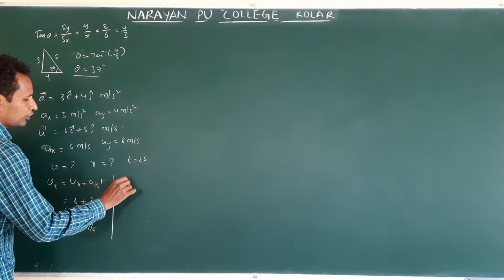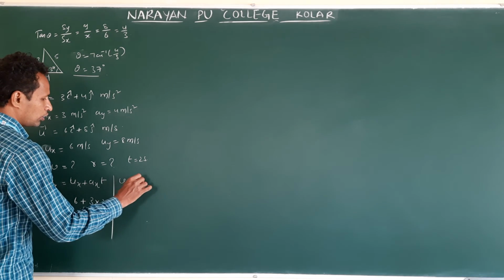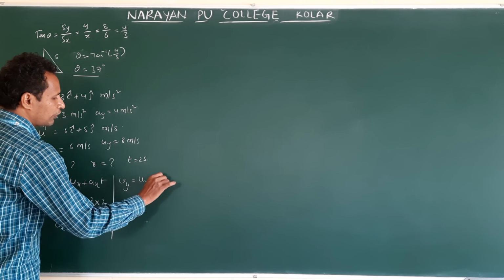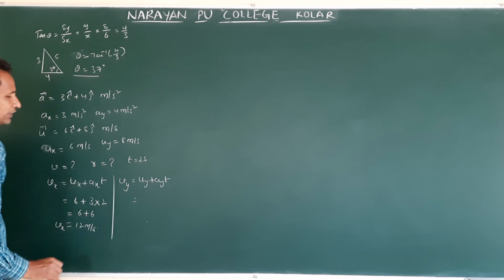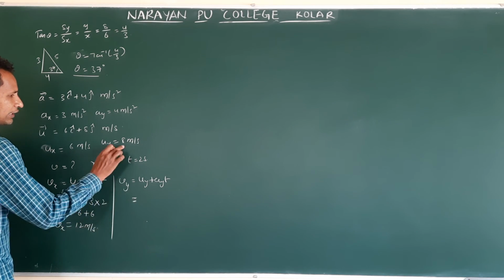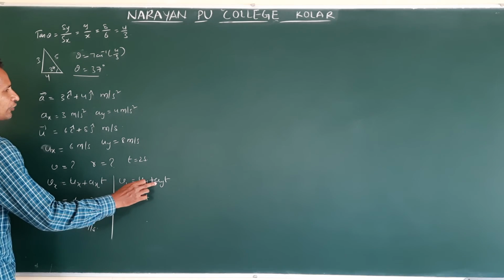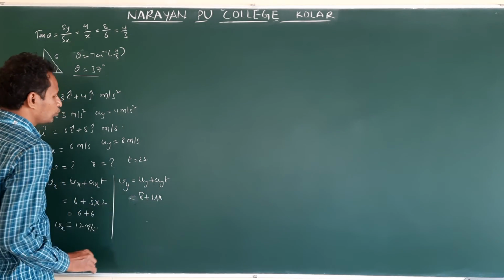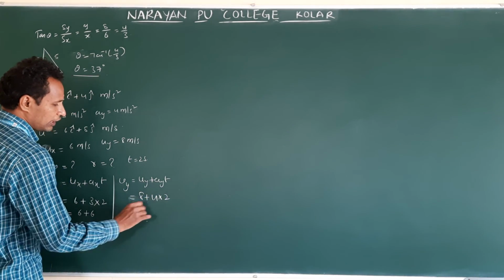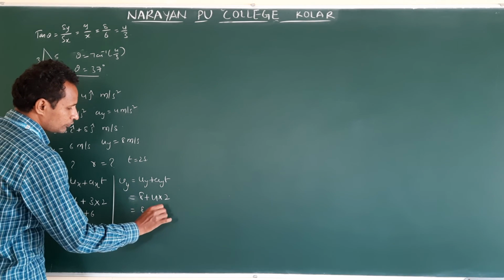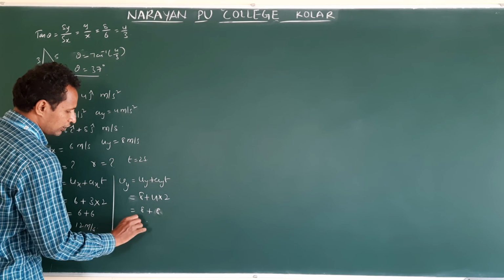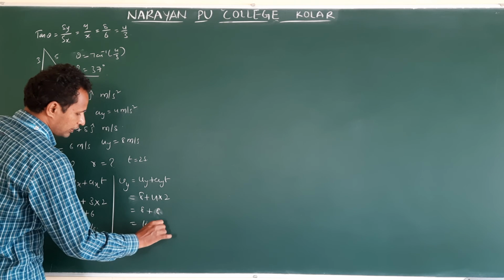Similarly, Vy is equal to uy plus ayt. What is uy? Initial velocity along y direction, 8. Clear? What is the acceleration along y direction? 4, into, what is the time given? 2. 8 plus 8, this is 16 meter per second.